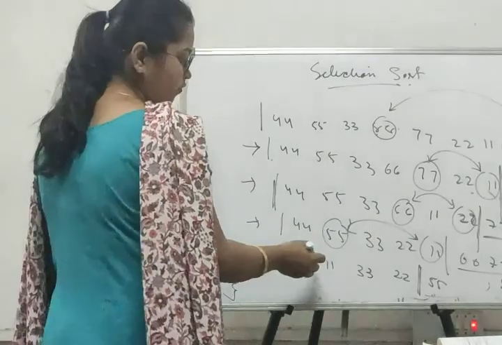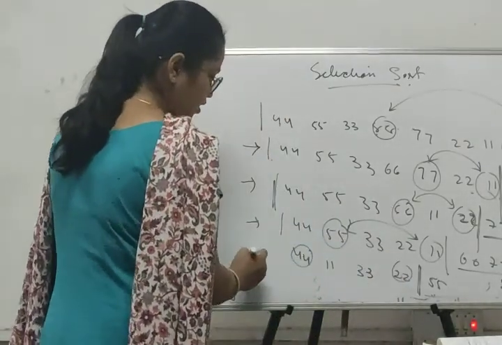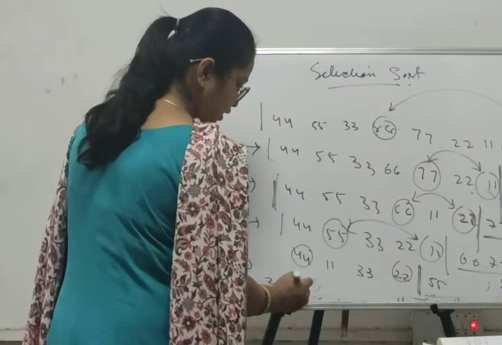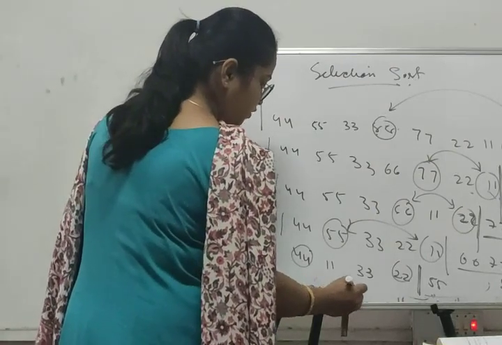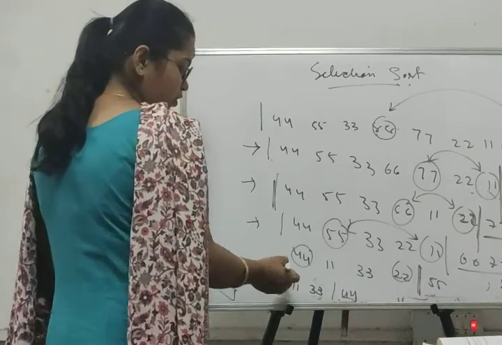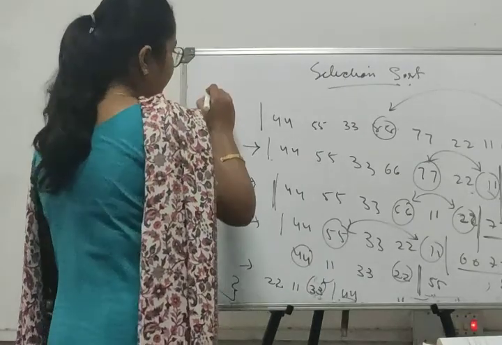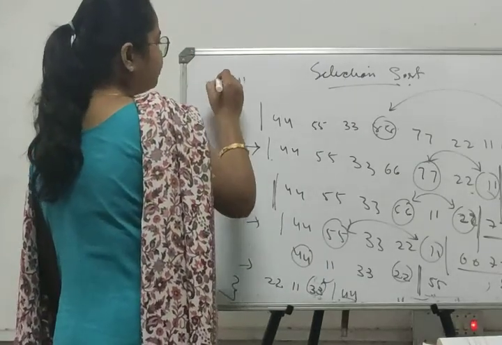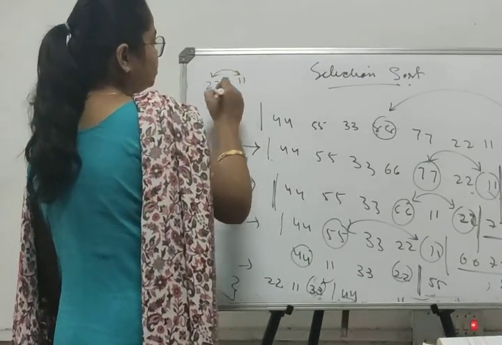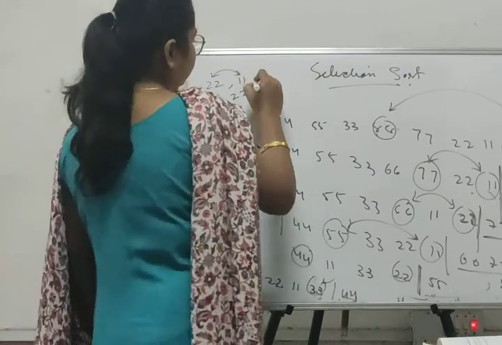Again we have to find the largest element, which is 44, and 44 and 22 will be exchanged, and the answer will be 22, 11, 33, and 44 will be sorted. Again in 22, 11, 33, what will happen? The largest is 33, which is at its correct position, no problem. Then 22, 11 will be taken and these things will be sorted. 22, 11 becomes 11, 22. Then 33.